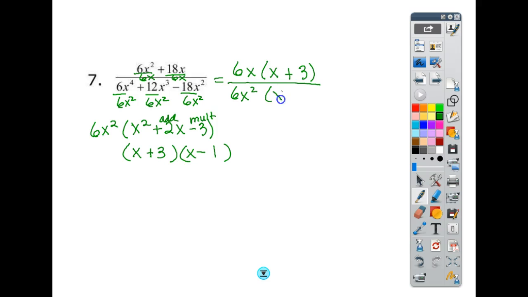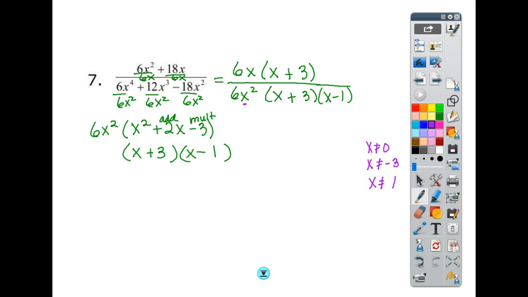So we're going to put this on the bottom in the denominator. And now, stop and figure out your exclusions right now. What can x not be here? If x is 0, 0 squared is 0, and then 0 times 6 is 0. So x cannot be equal to 0. X cannot be equal to what? Negative 3, and x cannot be equal to positive 1.